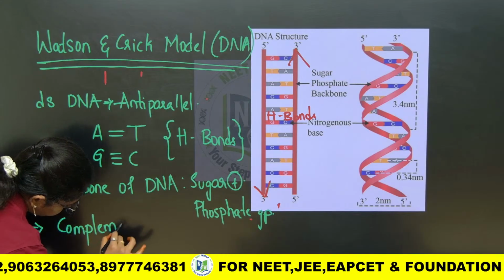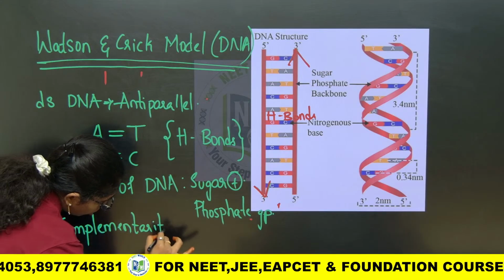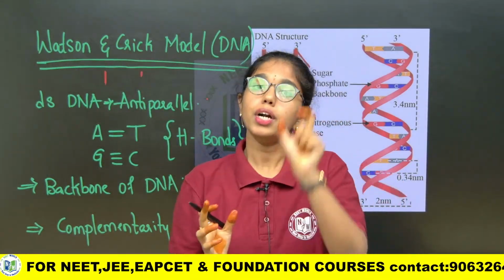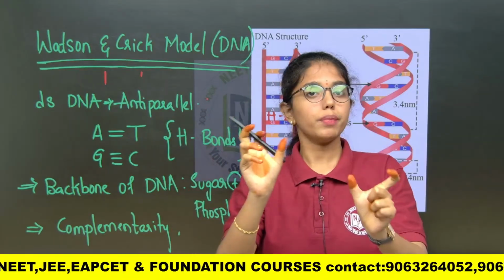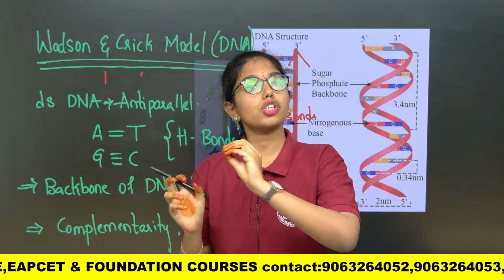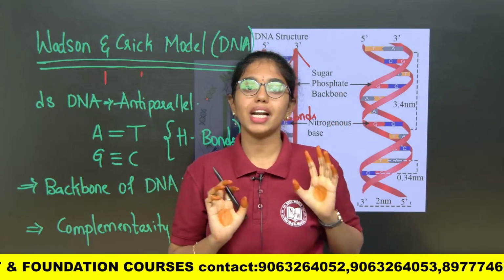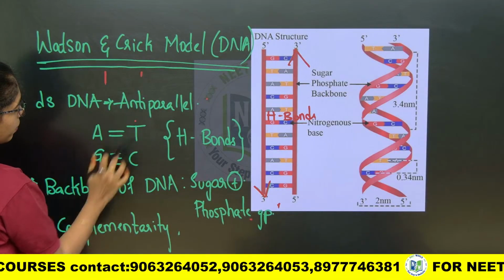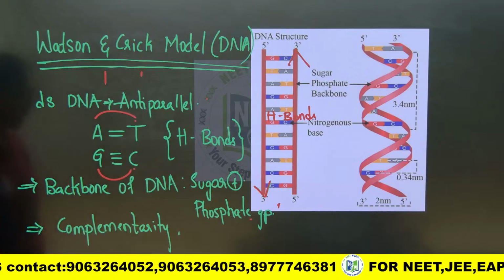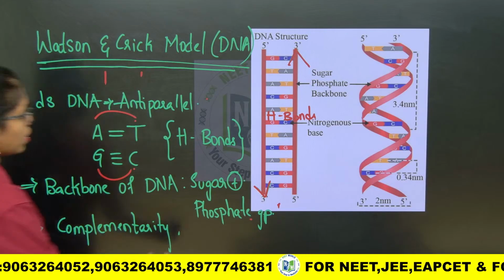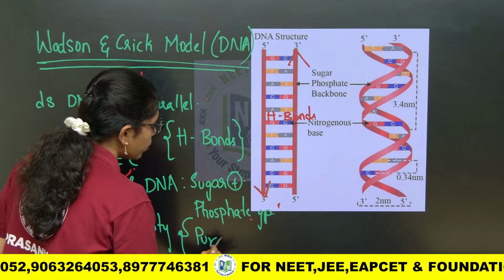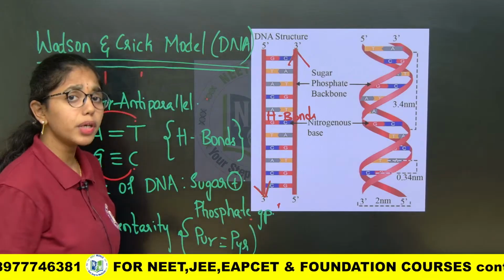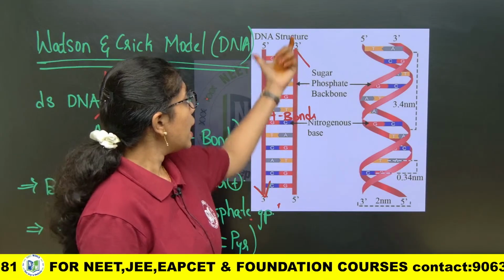The next, fourth point is complementarity. So, 2 strands are complementary to each other. How are they complementary to each other? Purine is connected to pyrimidine, pyrimidine to purine. So, base ratio is constant and it is unique for each and every species. Here adenine is connected to thymine, guanine is connected to cytosine. They are complementary to each other. The complementarity is in between what? Purine and pyrimidine.